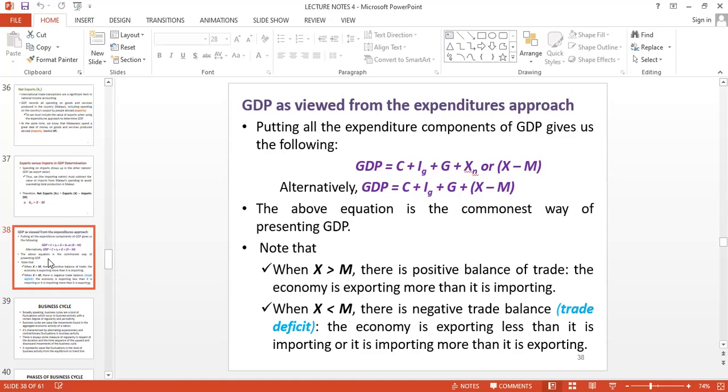And that's what makes, for example, when we say the kwacha is strong, what we mean is that you use very few kwachas to buy a dollar. When you have been using 500 kwacha to buy $1, now you are using 200 kwacha to buy $1. It means your kwacha has become strong.